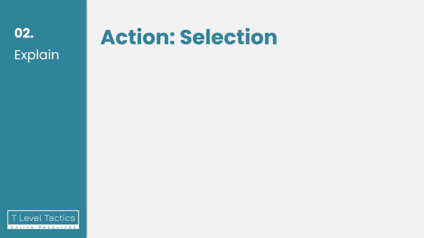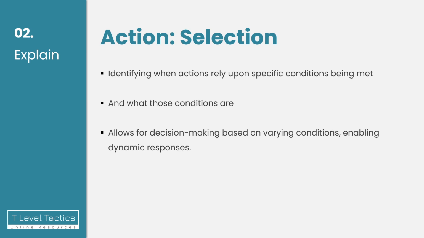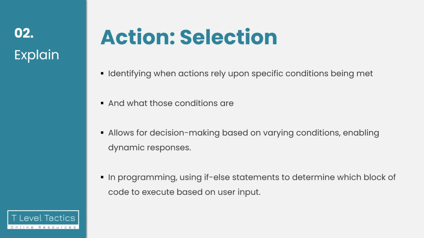Selection is identifying when actions rely upon specific conditions being met, and what those conditions are. This allows for decision-making based on varying conditions and enabling dynamic responses. In programming, using if-else statements to determine which block of code to execute based on user input is an example of selection.